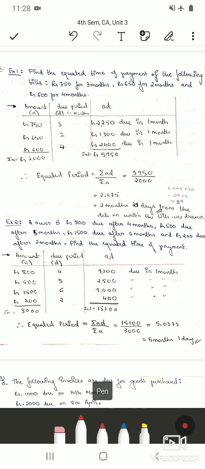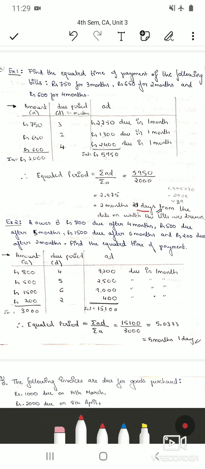Now in the formula we need summation A into D. To get it, add these three terms. You will get 5950, which is summation AD, and I have substituted it. Now in the denominator we have summation A. If you add these three amounts, you will get summation A, so it is 2000. I have substituted it here. Therefore our average due date or equated period is 2.975, which is 2 months 29 days from the date on which the bill was drawn.